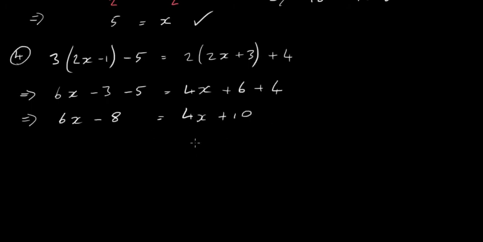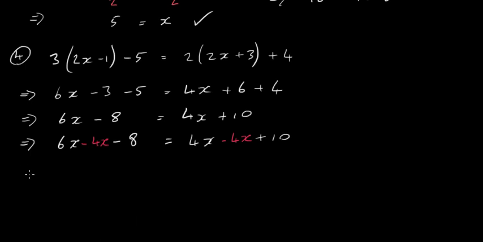So again, we've ended up with an equation that's very similar to the previous equations. So I'm going to get rid of this 4x on the right hand side. So we've got 6x minus 8 is equal to 4x plus 10. So on the right hand side I'm going to get rid of this 4x, so I'm going to stick in a minus 4x. I'm going to stick in a minus 4x on the left hand side as well.